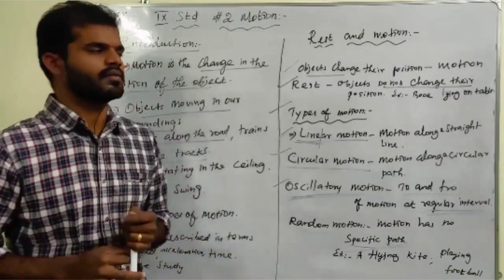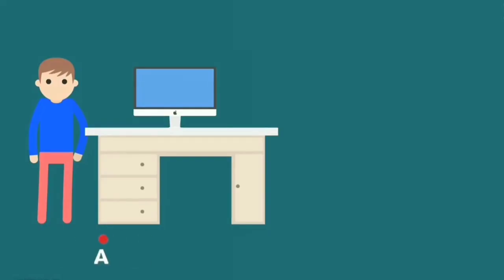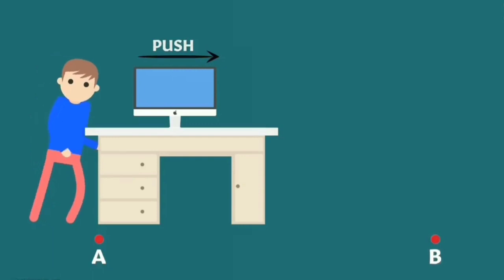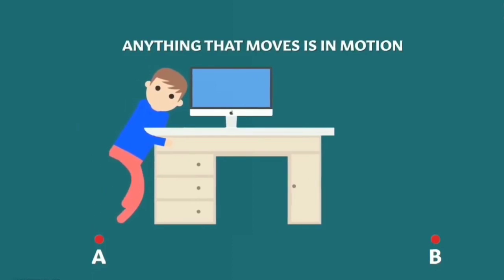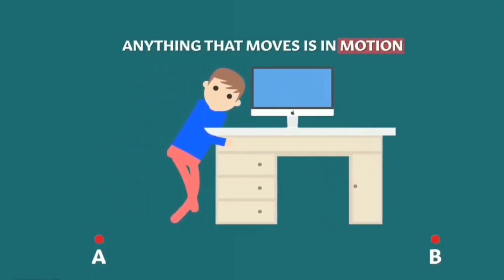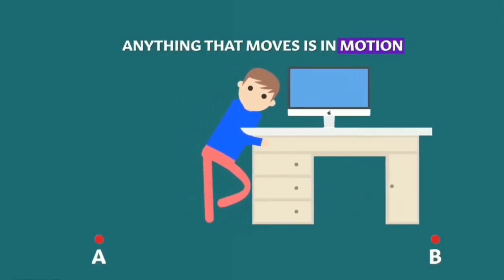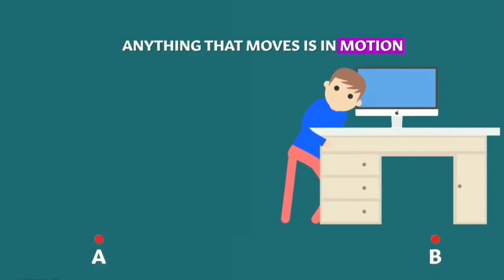Next we are going to discuss about uniform motion and non-uniform motion. Ben wants to move this table from point A to point B. What will he do? Yes, he will push it in the direction of point B. You see that as he pushes the table, it starts moving. Anything around us that moves, we say that it's in motion. So this table is in motion. And since Ben is also moving along with the table, he is also in motion.